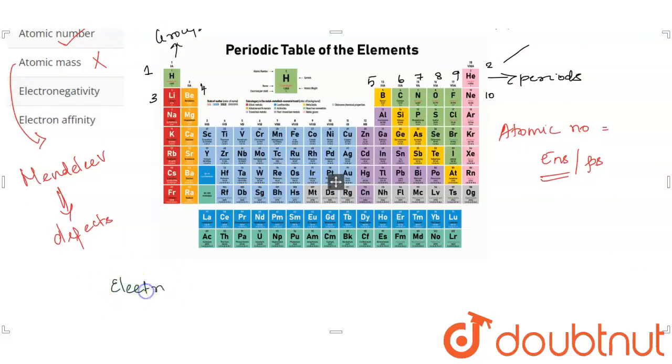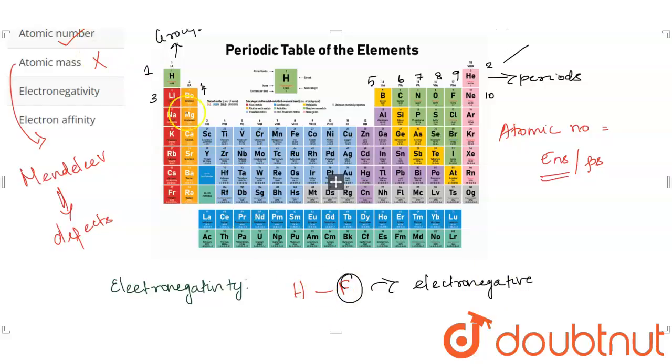What we have here is electronegativity. Electronegativity is just a property of an atom. So what is that property? Consider this example, hydrogen fluoride, where hydrogen forms a single bond with a fluorine atom. This fluorine atom is highly electronegative, which means fluorine has the tendency to attract the shared pair of electrons towards itself.